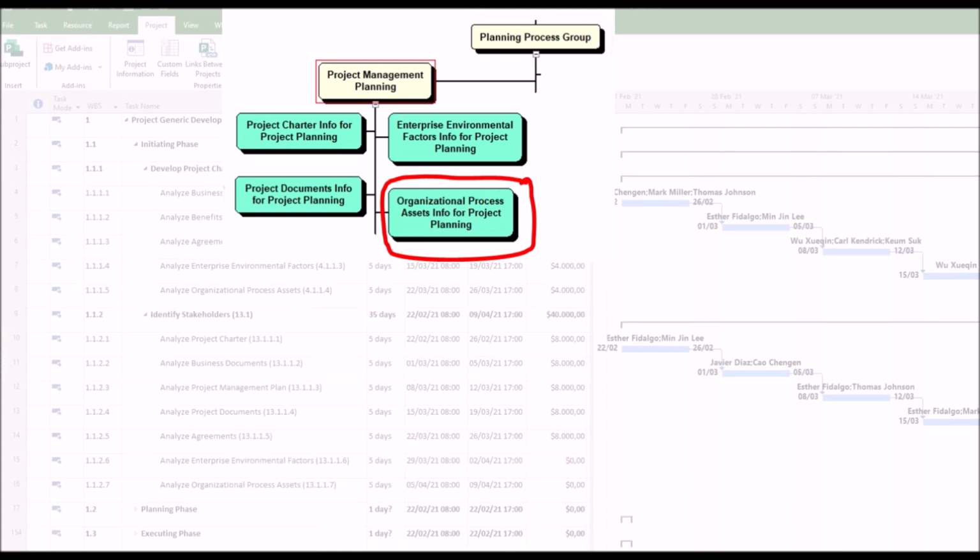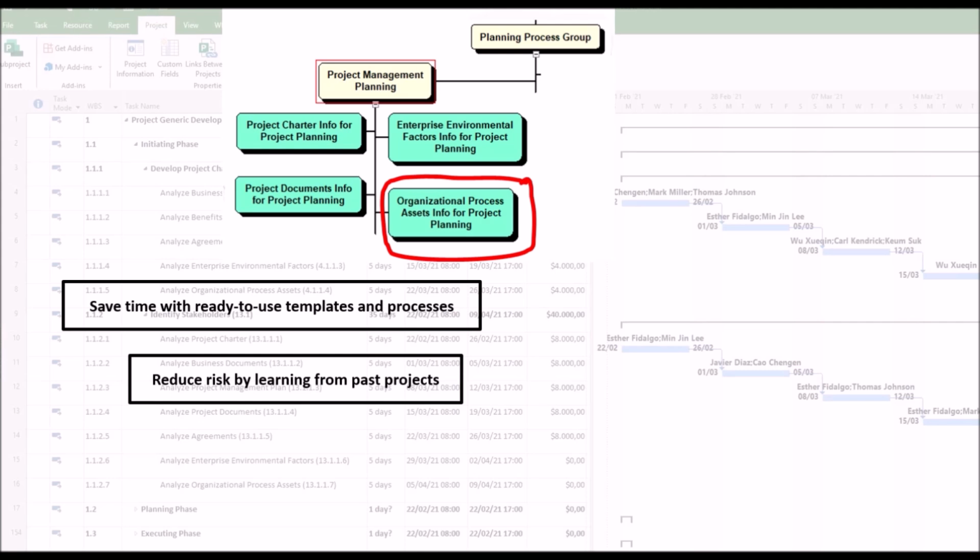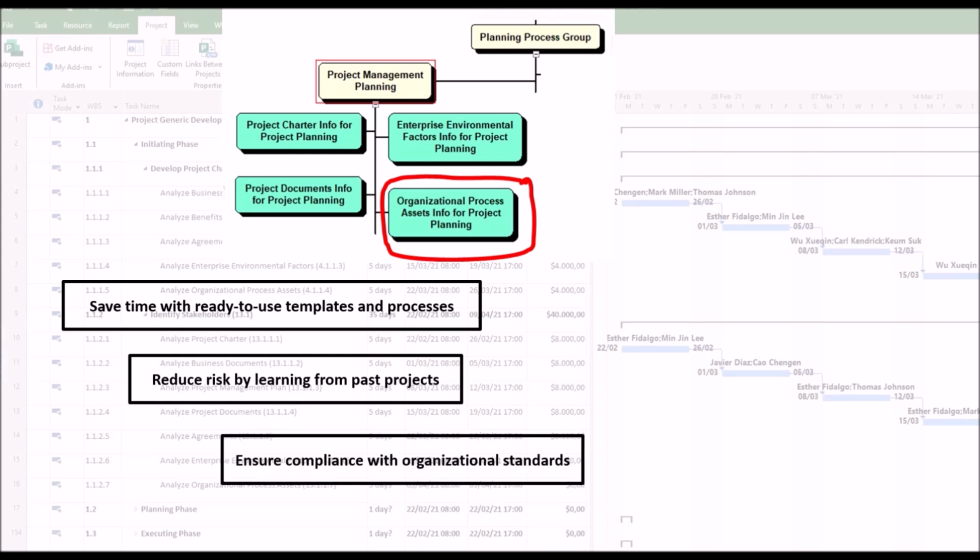In conclusion, organizational process assets are the backbone of effective planning. By leveraging organizational process assets, project managers: 1. Save time with ready-to-use templates and processes. 2. Reduce risk by learning from past projects. 3. Ensure compliance with organizational standards. 4. Improve decision-making with historical data.